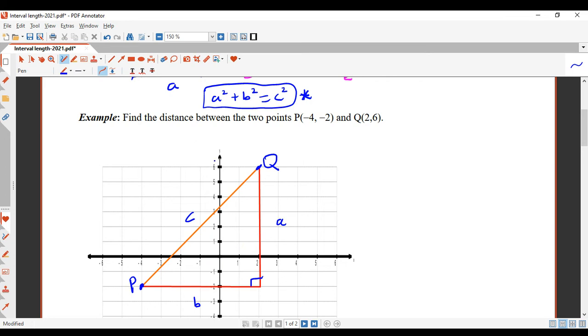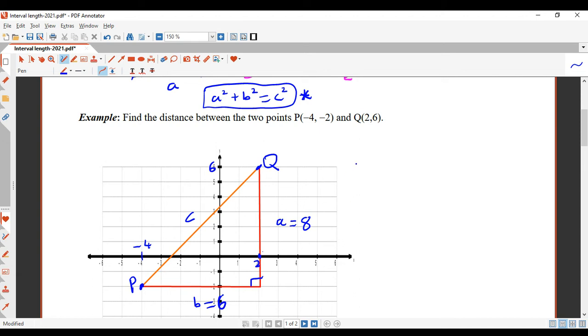Then I'm going to put the vertical and horizontal lengths on there. So if you count, this is 6 here, and down here is -2. So if you count the squares, this length here is going to be 8. So A is equal to 8. And then if you count horizontally, there's -4, and just up to here is 2. So from -4 to 2 on the horizontal axis, that gives you 6.